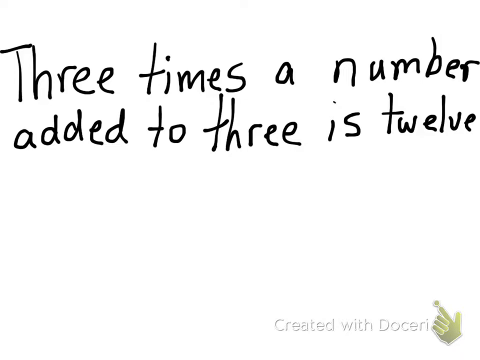3 times a number added to 3 is 12. Remember to look for those words that are going to help you determine the operation, where the variable is, and if it's an expression or an equation.